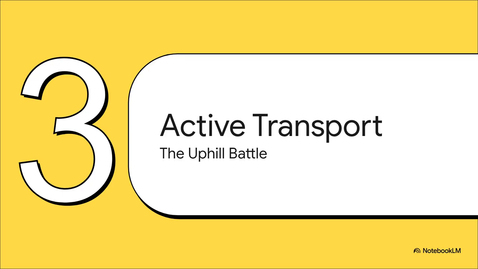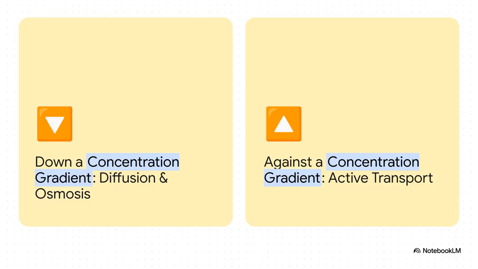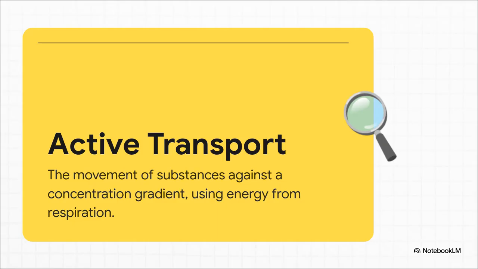Right. So diffusion and osmosis are easy. They're like rolling a ball downhill. It just happens naturally. But what if a cell needs to do the opposite? What if it needs to push that ball uphill? What if it needs to pull something in from an area where there's not much of it into an area where there's already tons? Well, that's going to take some work. And that's the key difference we're about to see. Diffusion and osmosis, they go down the concentration gradient from high to low. But this new process we're talking about, active transport, goes against the concentration gradient. It's the rebel of the group. So here it is.